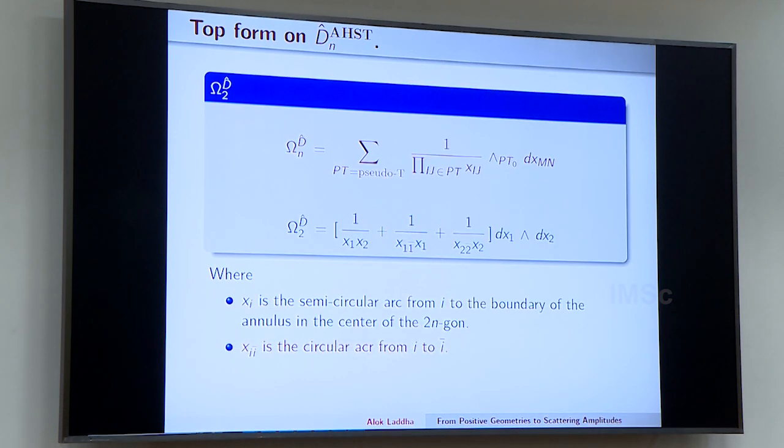Okay, and similarly, we can define a top form on these d-hat polytopes also, and here is one example. It's the same idea. You take any vertex of this d-hat polytope, which is like a pseudo triangulation, and take the product over all the arcs of that pseudo triangulation, with xij in the denominator, sum over all the vertices, and then there is a reference pt naught which we have to choose, so that gives us the coordinate form. Here is the example, and I just repeated what these xi and xi bars are from before.